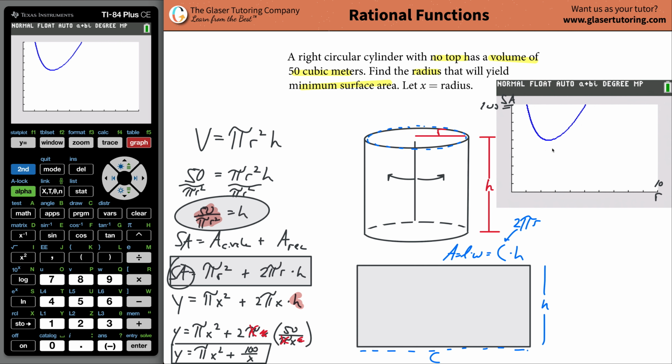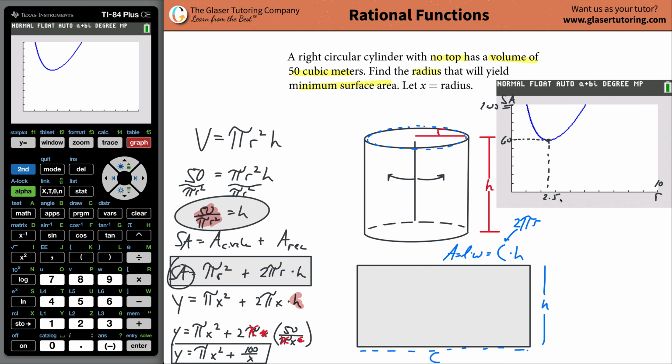Now, where does the minimum surface area happen? Well, it happens here, right? It happens at roughly, it looks like, 60. Right, minimum surface area of 60: 10, 20, 30, 40, 50, 60. And what radius will give us that minimum surface area? It looks like about 2.5, roughly. Okay, so that might be good enough if you just had to rough it.